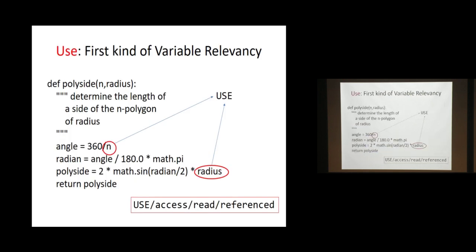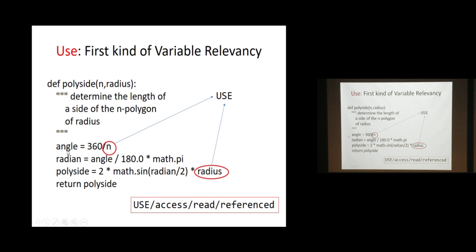Okay? So there are two kinds of uses of variables. The first kind is called use. Use means you can access the variable. Access means you read out what is the value of the variable. Or you can read the variable, you can reference the variable, you can access the variable. All these are called use.